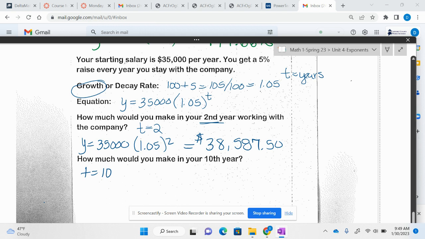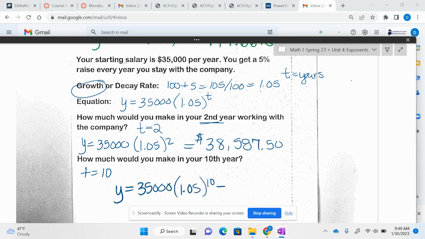What about when I let t equal 10 years? How much would you make after 10 years? That's 35,000 times 1.05 to the power of 10, and that equals $57,011.31. Not too shabby.